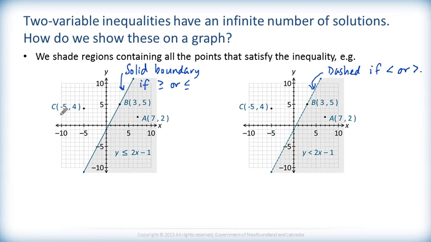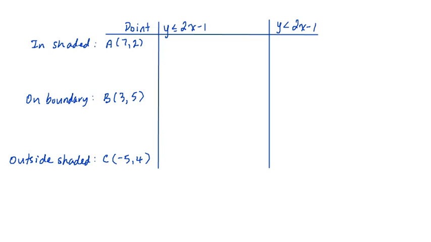Now let's take a couple of these points, well, 3 of these points, and see which inequality they satisfy. So I've set up a table here. My first point is in the shaded region for both graphs. Let's see what happens. I wind up, when I put in the 7 for the x and the 2 for the y, with 2 less than or equal to 13, and over here 2 less than 13.